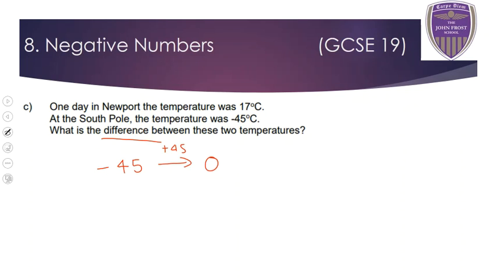And then to go from 0 to 17 is adding another 17, yeah? If you break it down logically. So in total, you've gone up by 45, then you've gone up by another 17, yeah, so add those together, you've gone up by 62 in total, yeah, 45 plus 10 is 55, plus another 7, 62. So the difference between the two temperatures is 62.